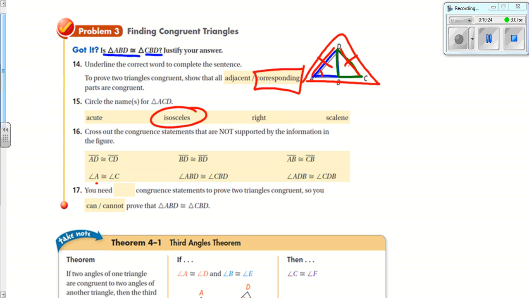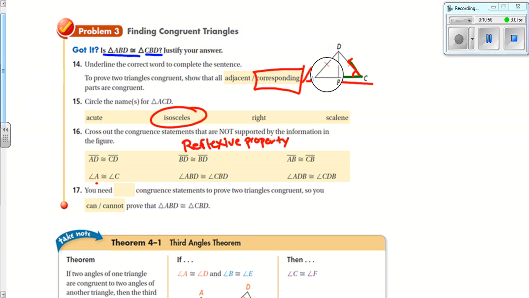Are angle A and C congruent? Yes, because remember that base angles of an isosceles triangle are always congruent. So far, so good. BD congruent to BD. Well, any line segment is going to be congruent to itself, and we call that the reflexive property, which you will learn more about. Think of reflection in a mirror. If it's asking you if something is congruent to itself, of course it is. It's like twins.